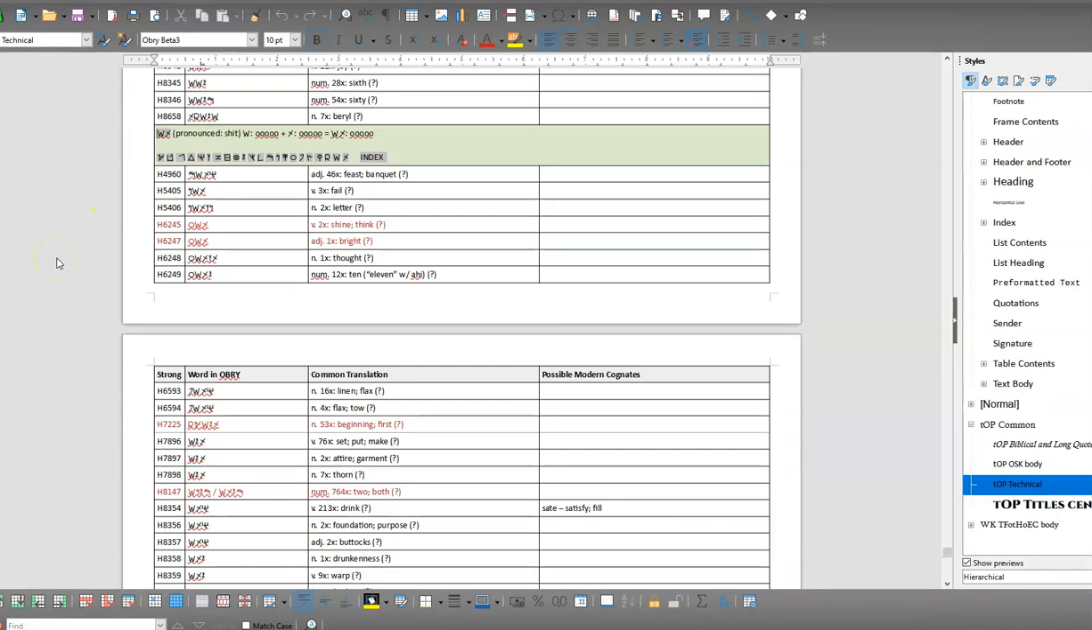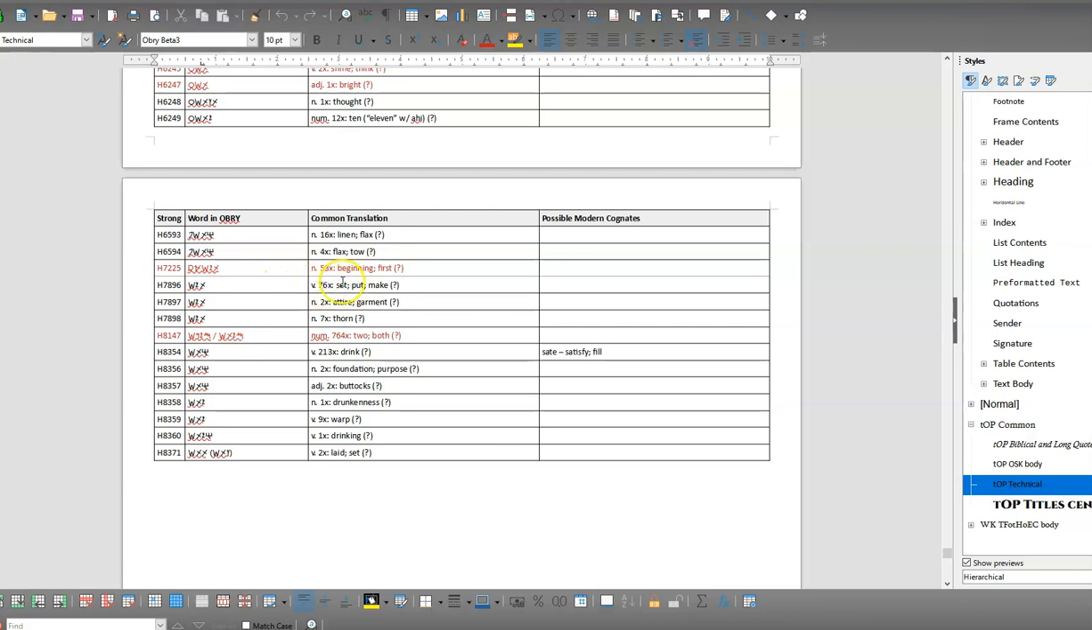We mostly have something like set, put, or make. A couple of times attire or garment, and 7 times it is thorn. Now, a few of these, like chate, H8354 or 56, drink or foundation, purpose. I mean, maybe chate is also translated as buttocks. If you want to imagine that there's a compound word that means create buttocks, I suppose that's up to you. I think you might have a hard time selling that one.